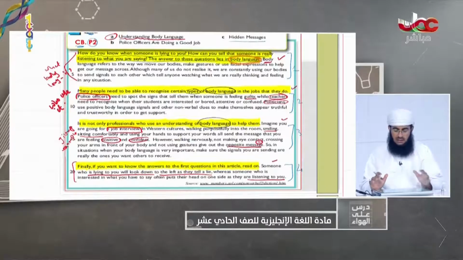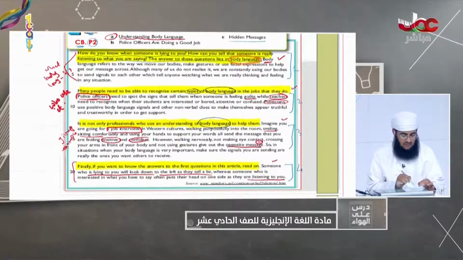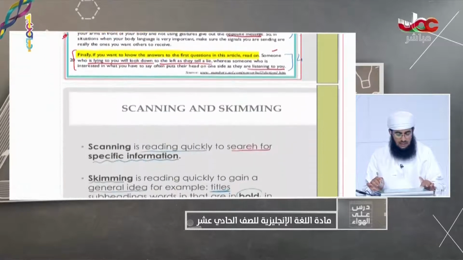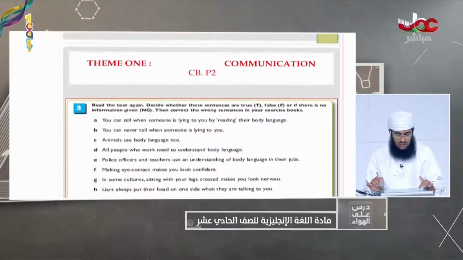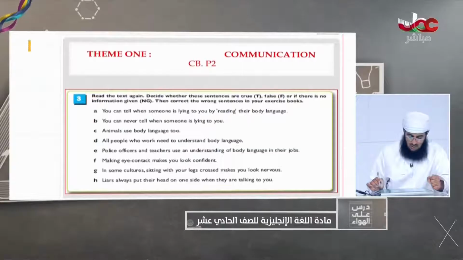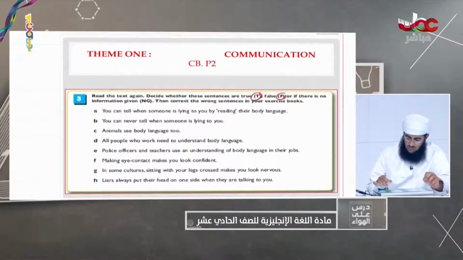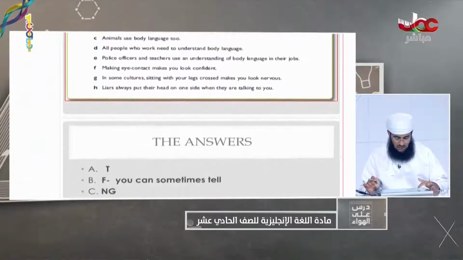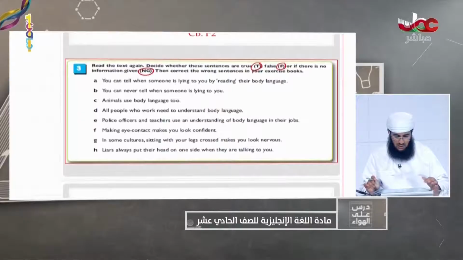Okay, so now I'm having the details. When I read like this, I try to summarize and underline the most important issues there. Now I can answer the questions easily. Let's go one by one. So here we have true, false or not given. We have 3 options there.